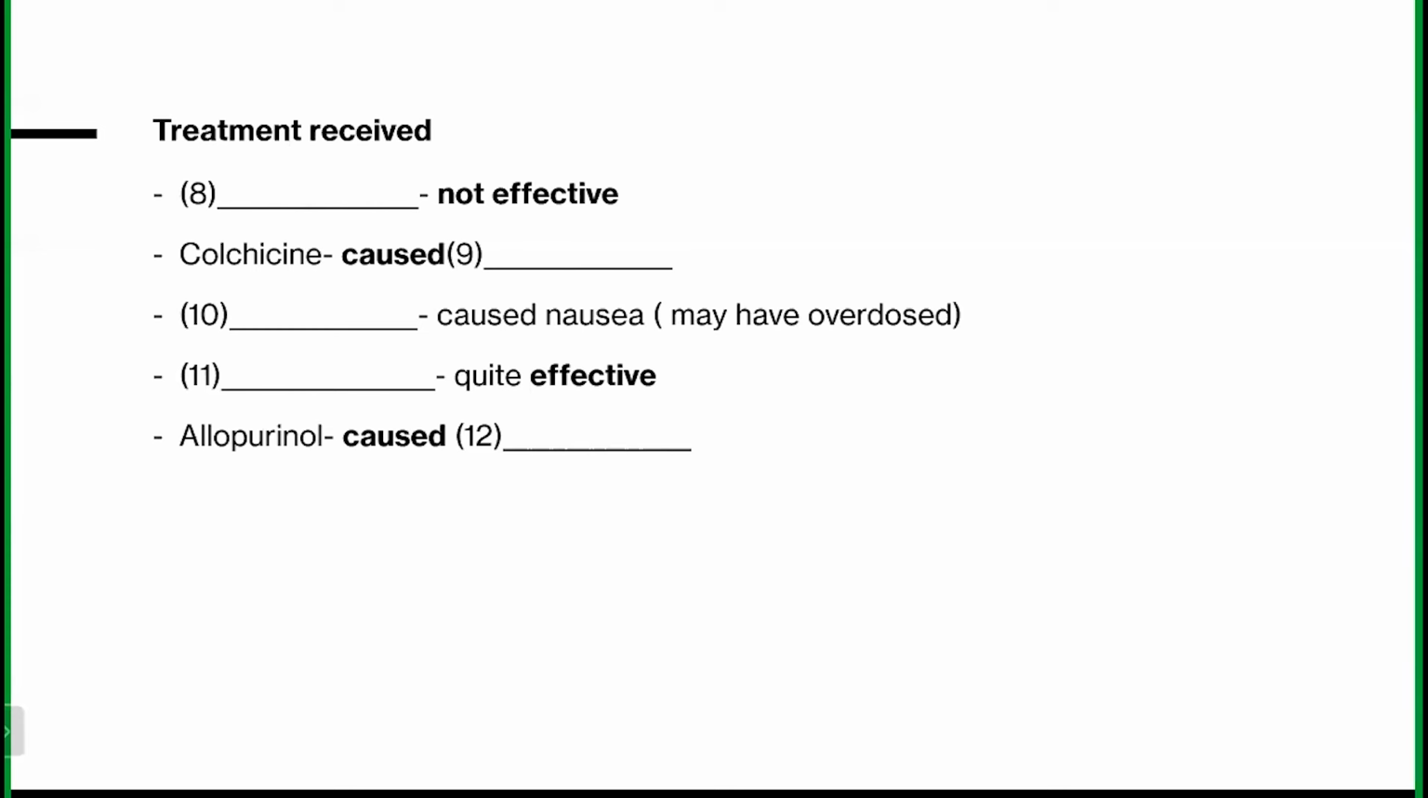What could be the eighth answer? What could be your prediction for the eighth one? You can put your answer in the chat box.